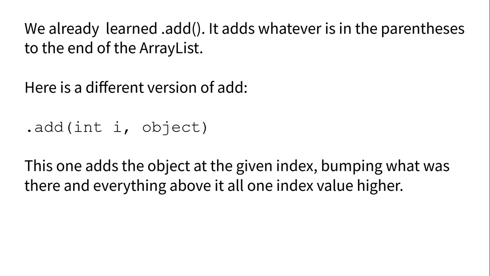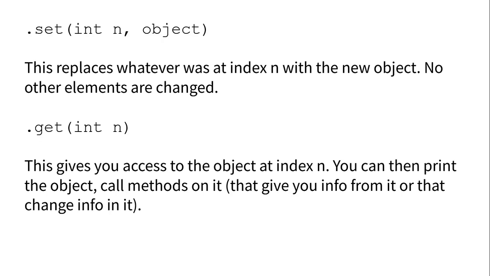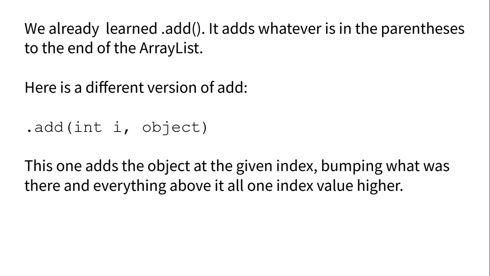All right, we already learned .add. .add adds whatever is in the parentheses to the end of the array list. Here's a different version of add. It takes an integer parameter and then the thing you're trying to add. And this one adds that thing at that spot and bumps everything else to the right. So I think I have an example. Nope, I don't. Don't worry. It'll be okay.